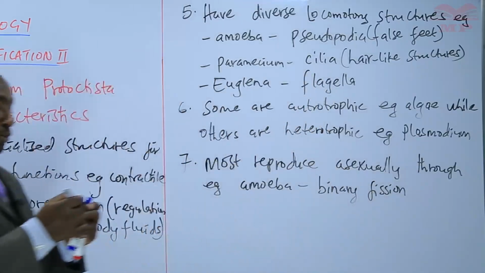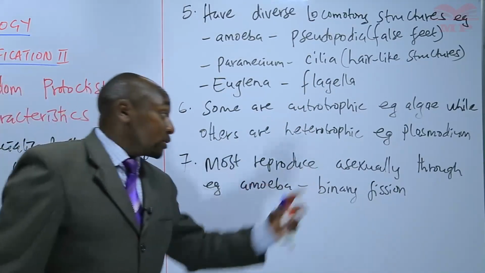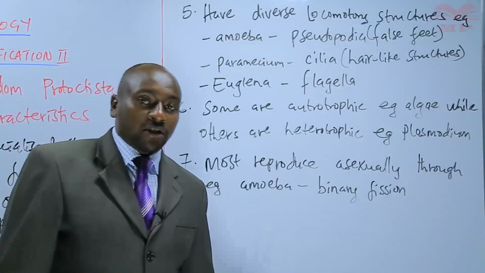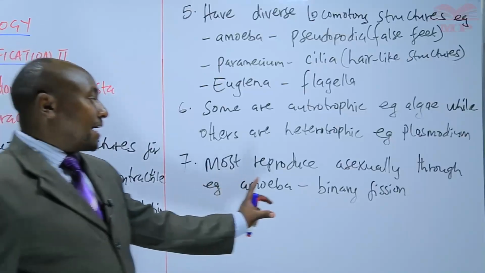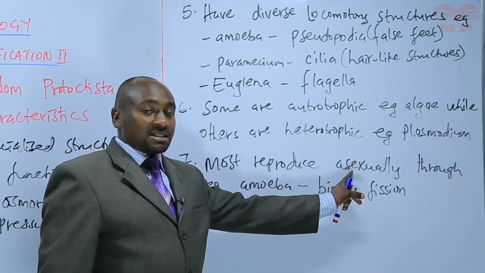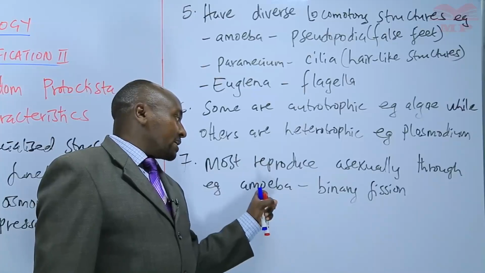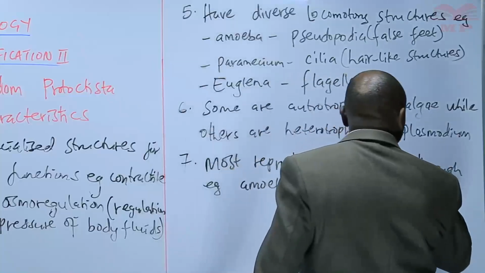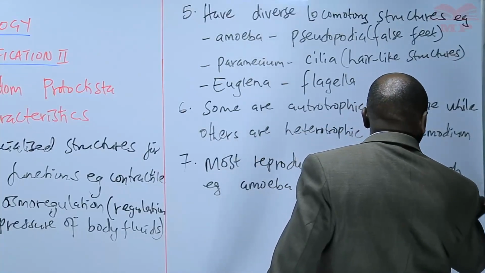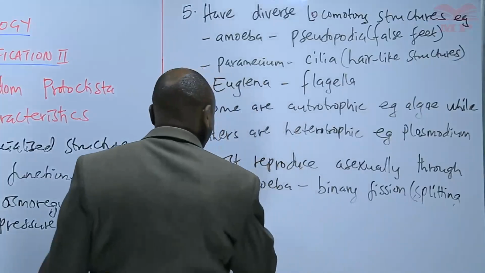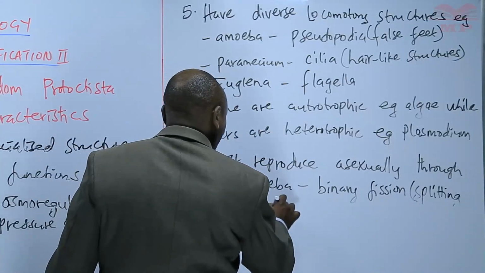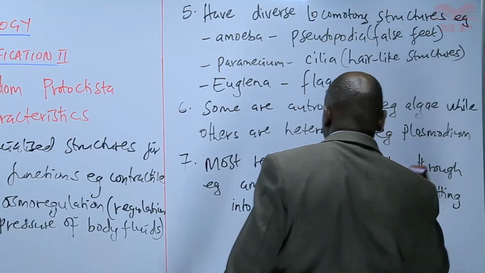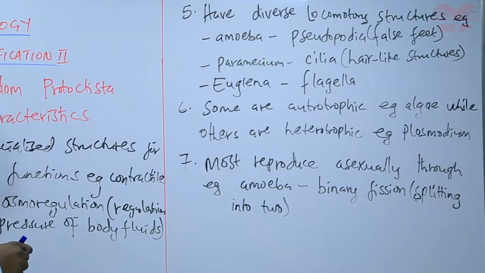There are those that have other processes of asexual reproduction, such as fragmentation. There are others that have conjugation, and so on. So most of them reproduce asexually. No gametes are used. For example, the amoeba reproduces by binary fission, which means splitting into two. So an amoeba splits into two during its reproduction so that they can increase.